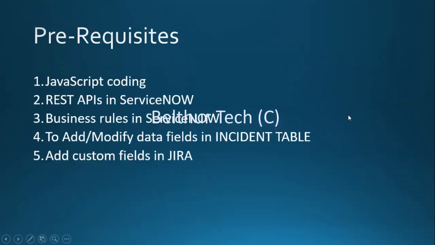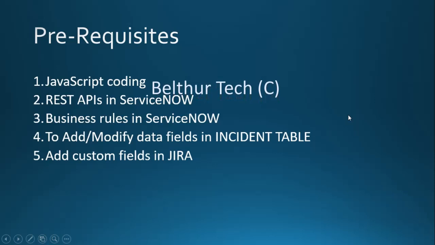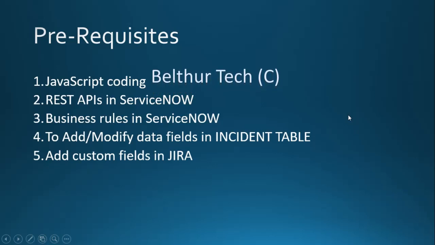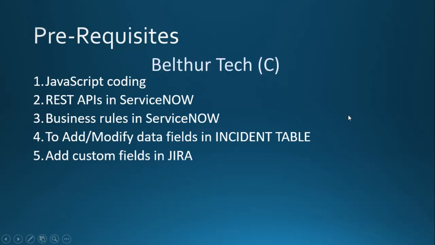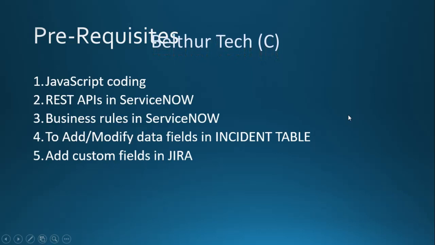So what are the prerequisites that you need for this to happen? One is the person doing this should have sufficient JavaScript coding experience. They need to understand REST APIs, understand REST APIs in ServiceNow, understand how to create business rules in ServiceNow, add modified data in the incident table and add custom fields in JIRA. This is all not difficult, and if you know JavaScript and REST APIs in general, it took me about 3 weeks to get the whole solution working. I mean part-time, right? Not 3 weeks full-time. So if somebody is doing it full-time with a fairly good amount of JavaScript knowledge, you could derive an end-to-end solution in about a week, depending on how complex your business requirements are, right?